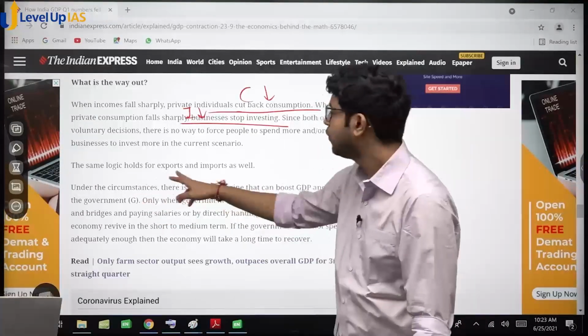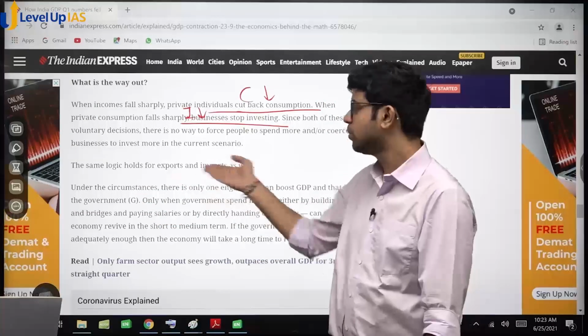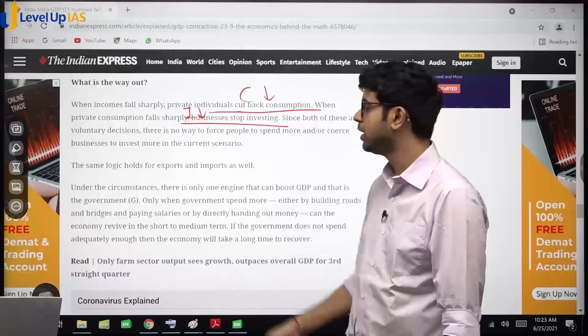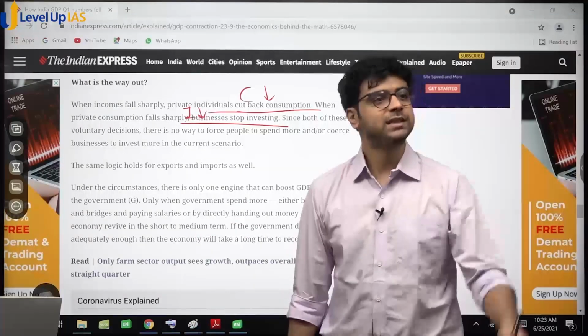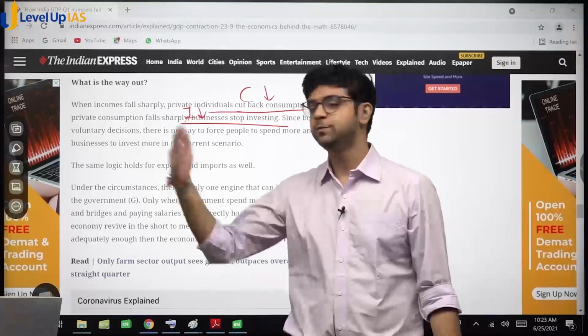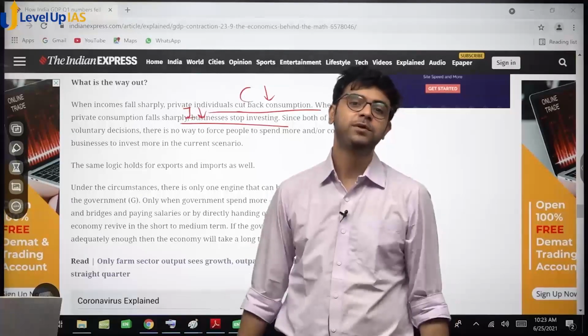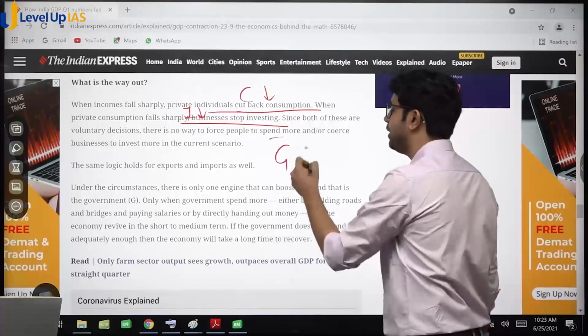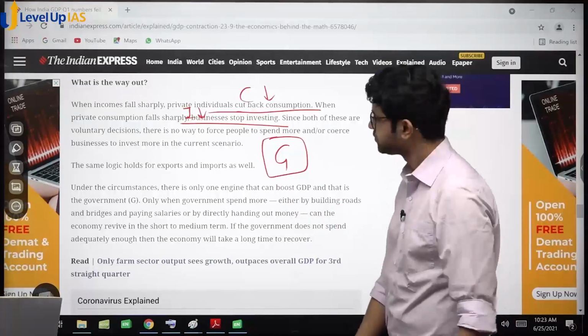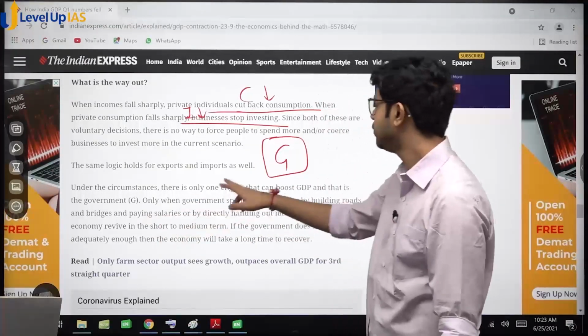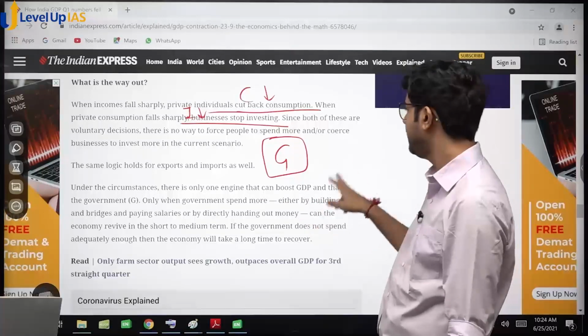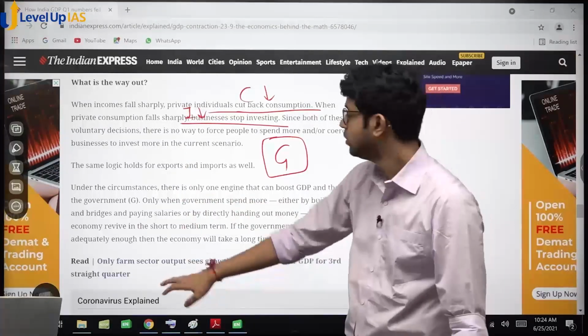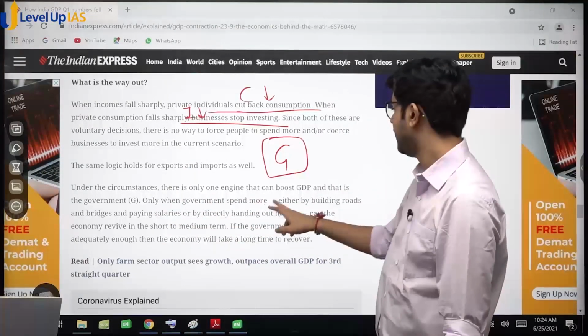The same logic holds for exports and imports also, because these are also private people who are exporting and importing. Then what remains? C you cannot control, I you cannot control, X minus M you cannot control. Who will save the ship? Who is Captain Planet here now? G. Yes or no? G is Captain Planet. Under the circumstances, there is only one engine that can boost GDP, and that is the government, only when the government spends more.